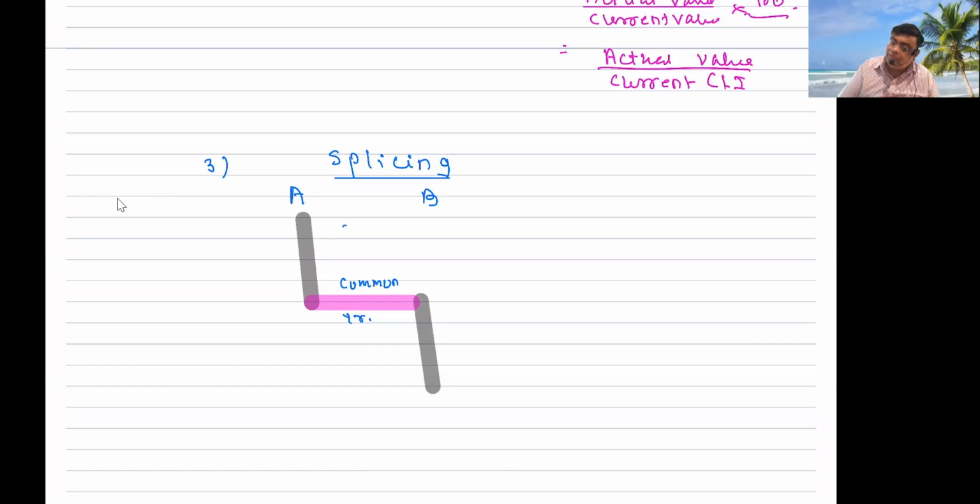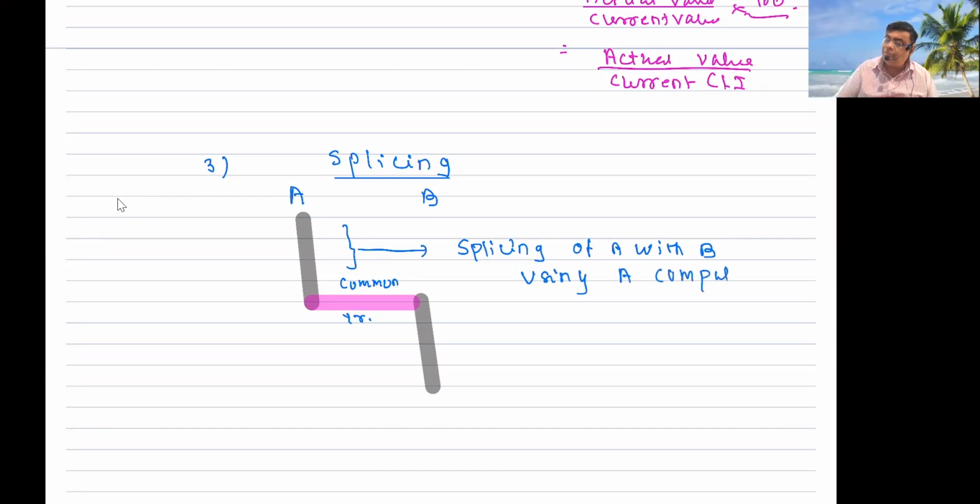Now, using A, I compute B. This is splicing of A with B. This is the concept of splicing of A with B. And using this part of B, we compute this A. This is splicing of B with A.